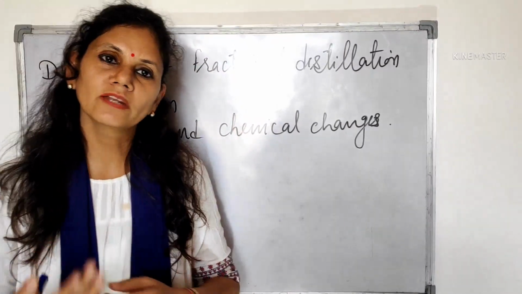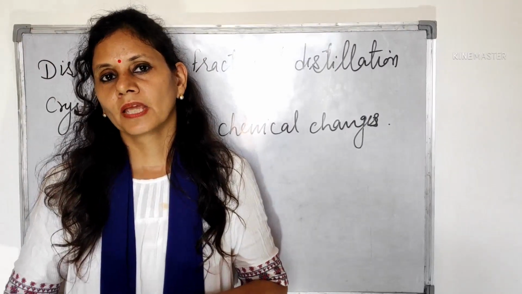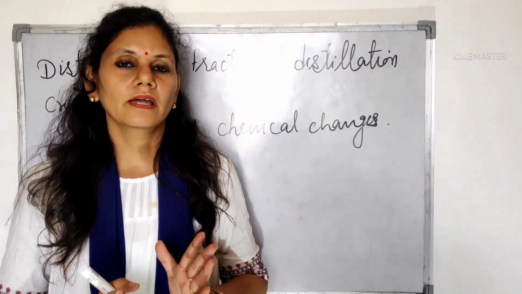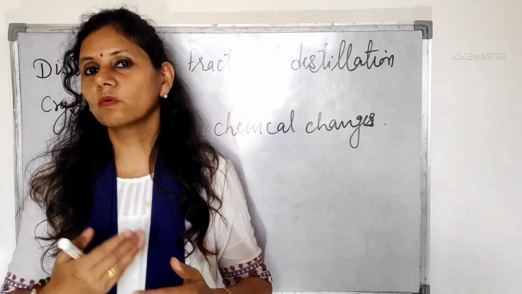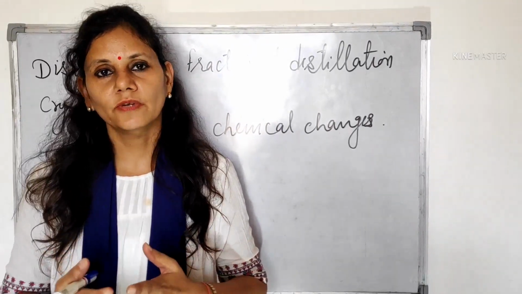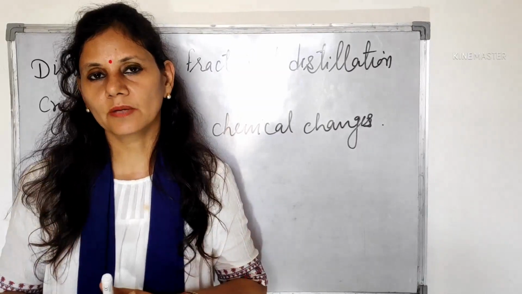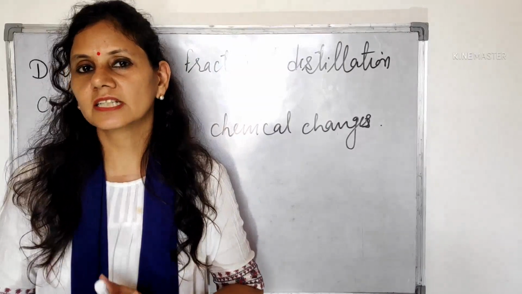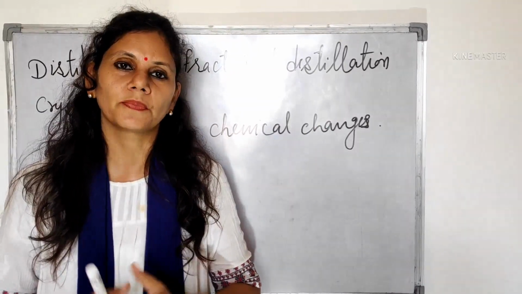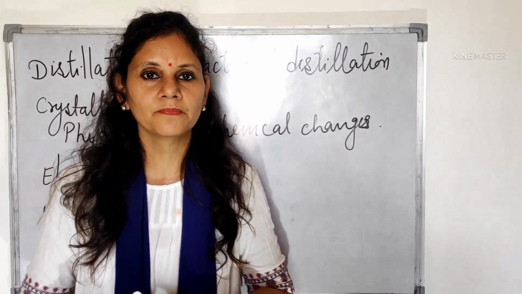Next technique: how can we separate the components of air? Air has nitrogen 78%, then oxygen 21%, and how can we separate them? For this we have to use compression, giving high pressure and decreasing temperature. These techniques and fractional distillation we can use to separate the different components of air.